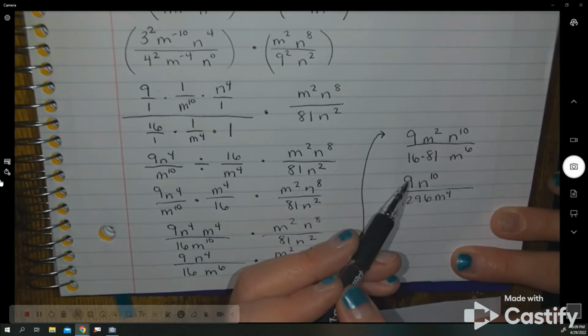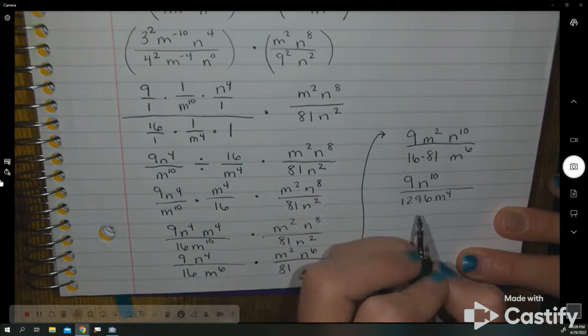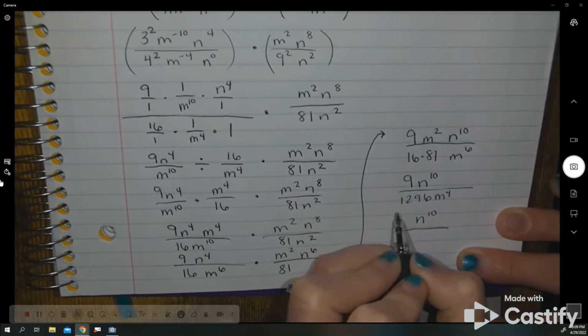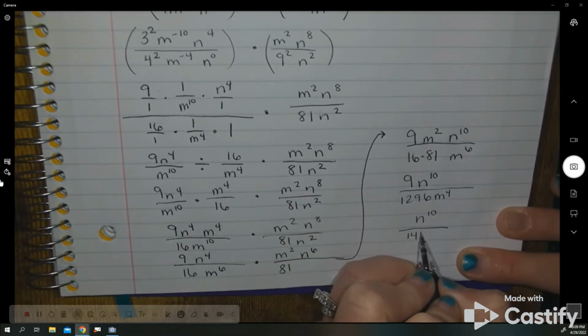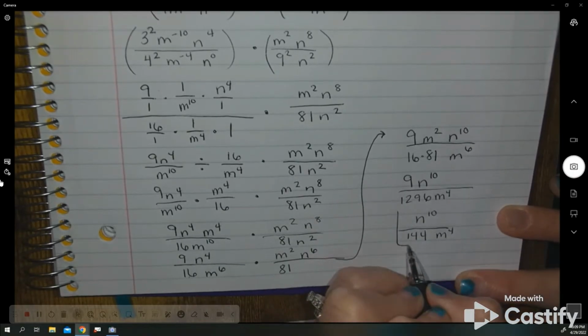But 9 goes into 9 as well as 1,296. So 9 goes into 9 one whole time. So I have n to the 10th left at the top. It goes into 1,296 144 times. And I still have my m to the 4th down here.